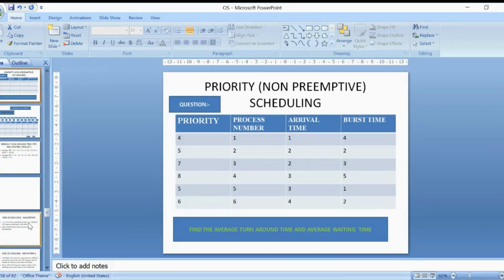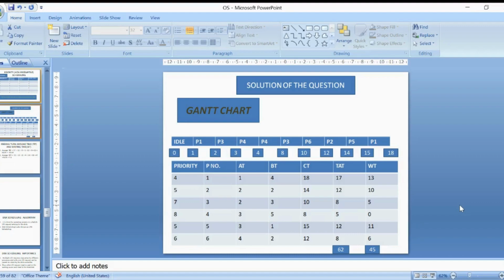Now coming to the question here, there are six processes along with their priority and arrival time, and burst times are given. We have to find out the average turnaround time and average waiting time of the question. Now coming to the solution of the question, we will have to prepare a Gantt chart.